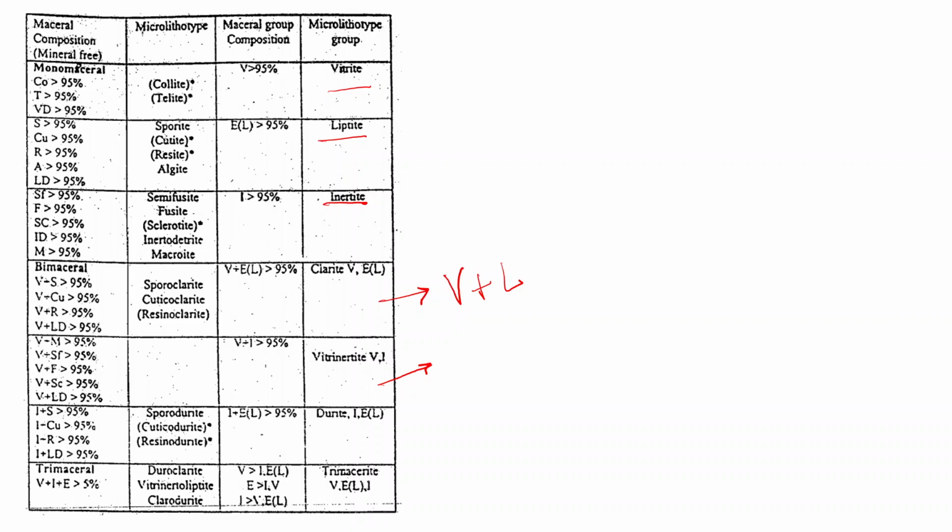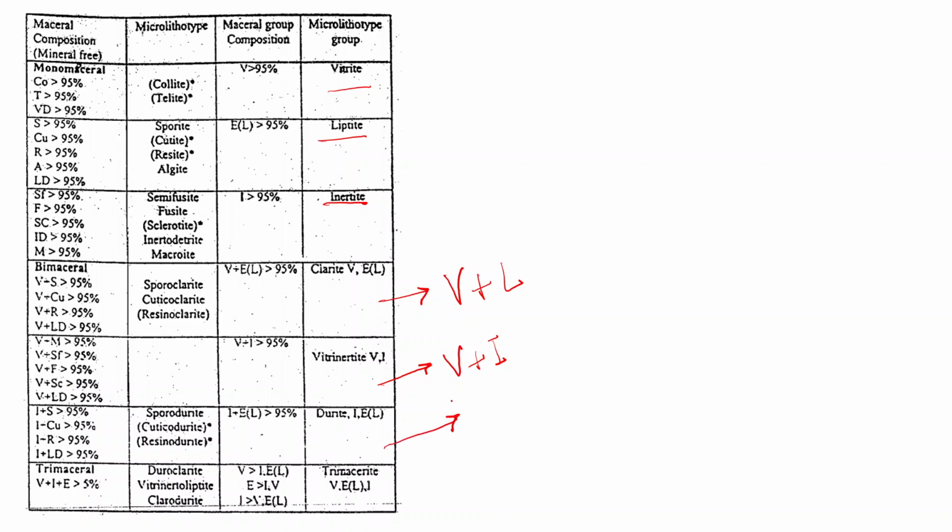Then this becomes the vitrinertite group. So it is the association of vitrinite plus inertinite. And then inertinite plus sporinite, inertinite plus cutinite, inertinite plus resinite, and inertinite plus liptodetrinite. So this LD is wrongly written in this table. It should be inertodetrinite, ID. I don't know if this is ID or LD because it is a table copied from some book.